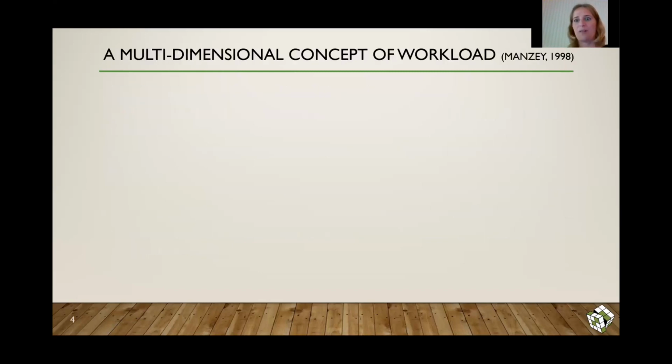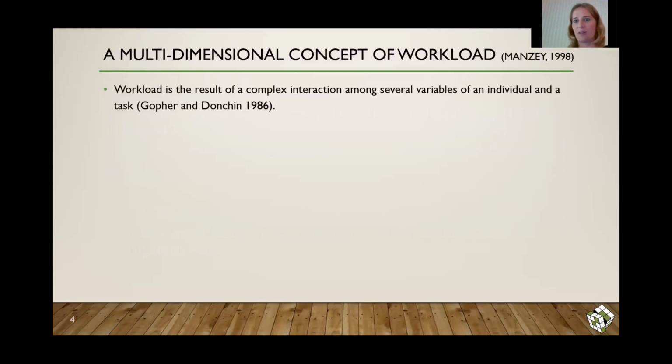For workload, here we follow the multidimensional concept according to Manzai. We have a lot of different dimensions that play a role and that we should focus on if we want to understand this concept. Workload is a result of a complex interaction among several variables of an individual and a task, according to Koffer and Dorchin. Here we already see that this is not just the task characteristics and the cognitive processing capacity.